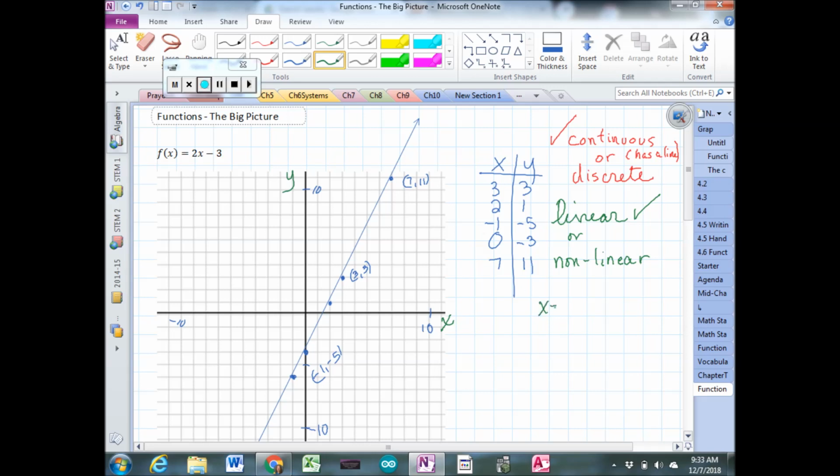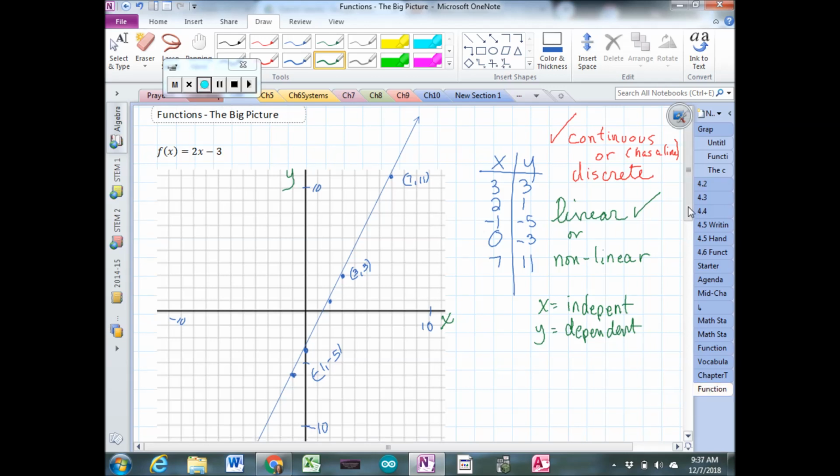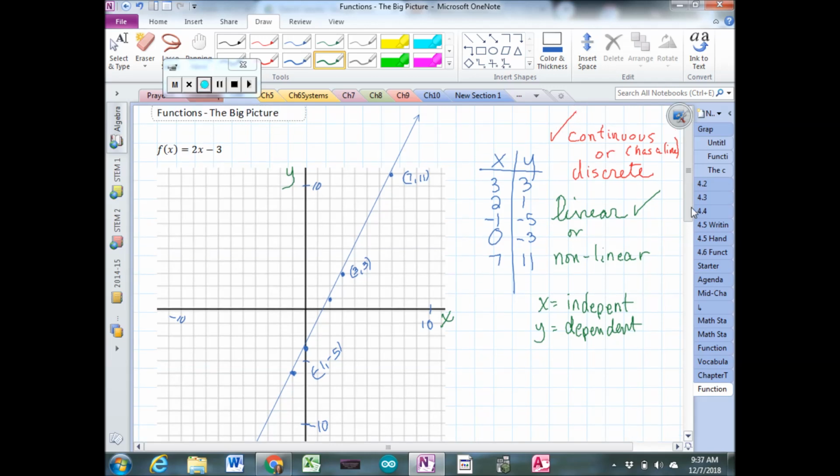And now we're going to talk about our inputs and outputs. We're going to talk about all the things that we know about functions. So our independent variable, I realize I misspelled that, and sorry about that, but I can't go back and fix it now. Anyway, x is our independent variable, y is our dependent. So our x is our independent and our y is our dependent.